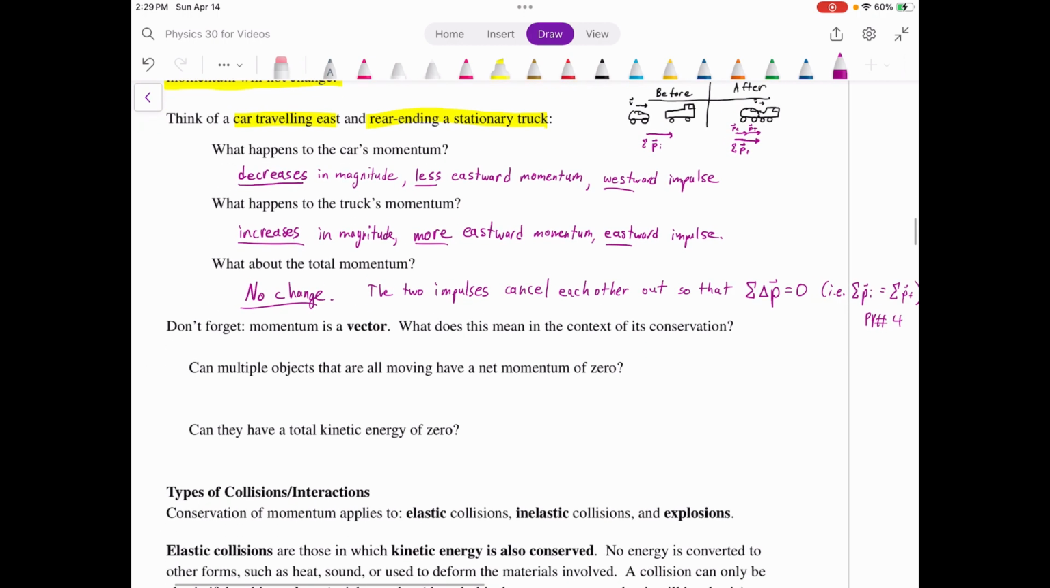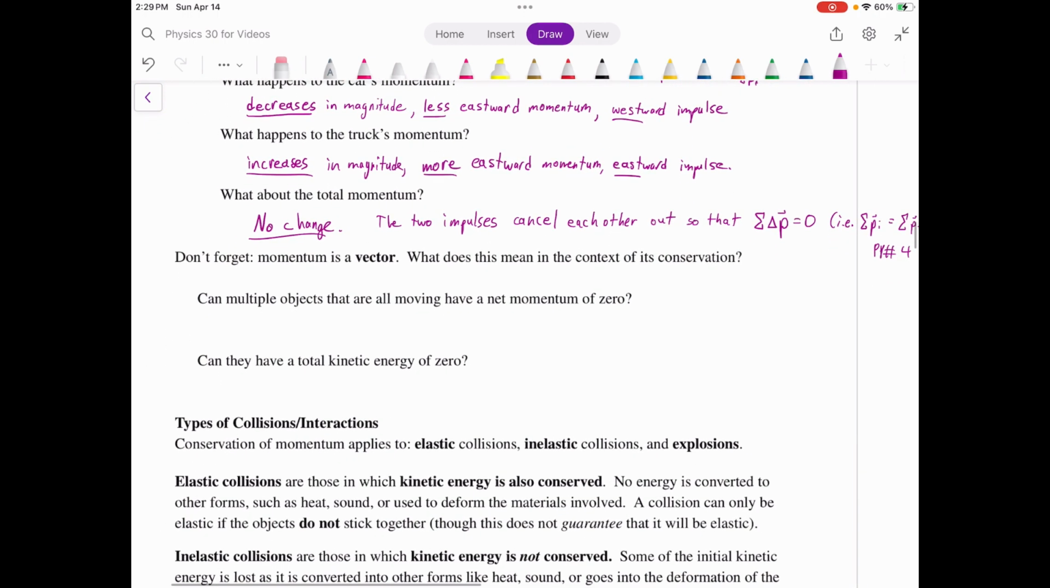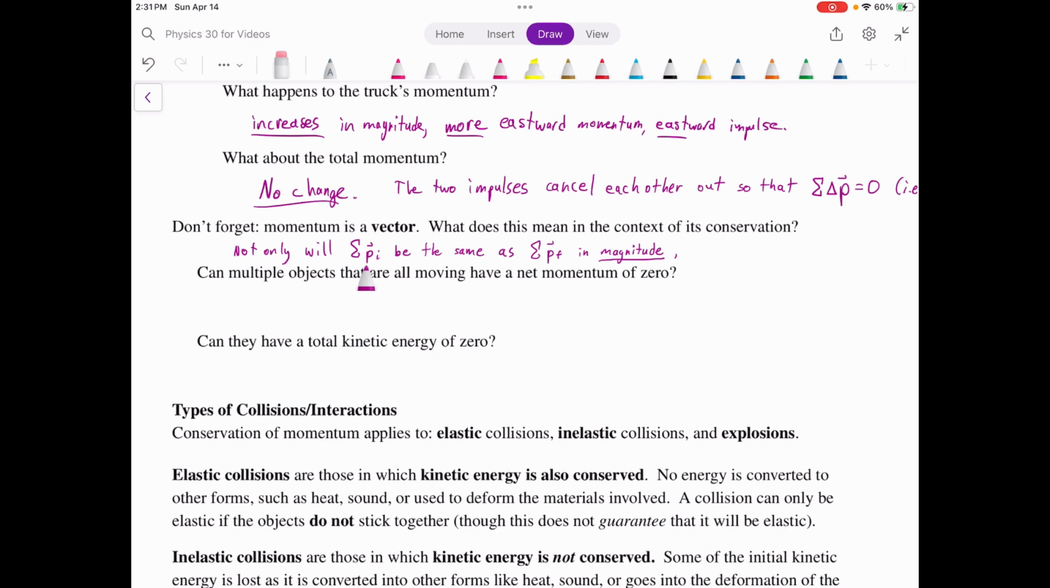Okay, so now don't forget, momentum is a vector. Will the total initial momentum be the same as the total final momentum in magnitude, but also in direction? If the total initial momentum is 100 kilogram meters per second to the east, the total final momentum will be 100 kilogram meters per second to the east, right? If it's 100 kilogram meters per second to the north, momentum wasn't conserved. Momentum's a vector, right? It needs to be in the same direction to be the same thing.